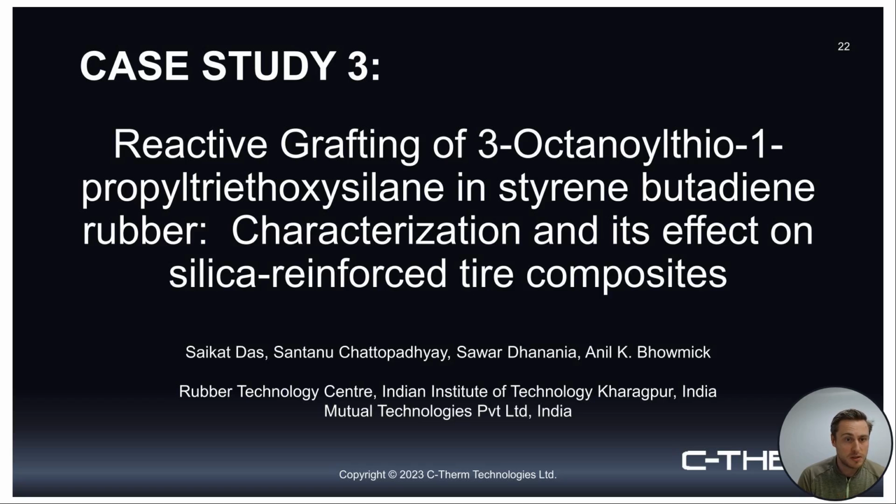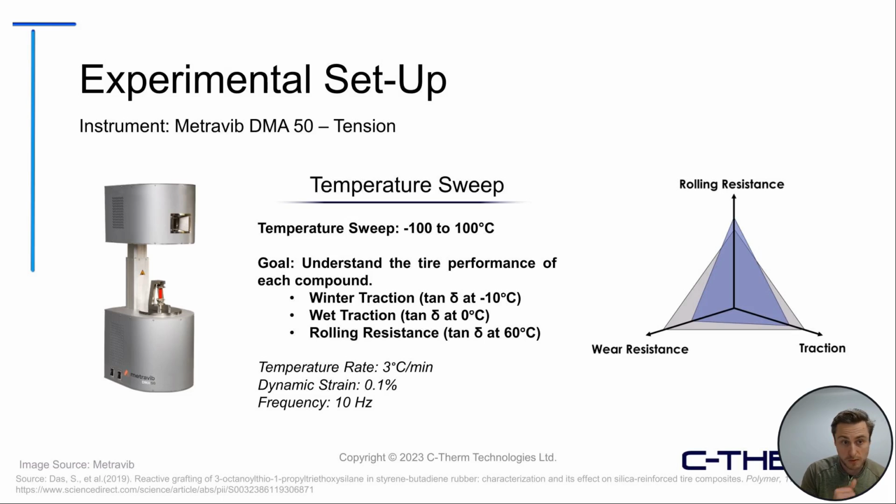So this group here was analyzing a grafting procedure to see how it would change the tire performance of their rubber composite. And this was done in India at the Rubber Technology Center, Indian Institute of Technology. So they used a Metravib DMA 50 in tension. This is part of the desktop series that Metravib also offers. And they did a temperature sweep of negative 100 to 100 degrees Celsius. And the goal was to understand the tire performance of each compound.